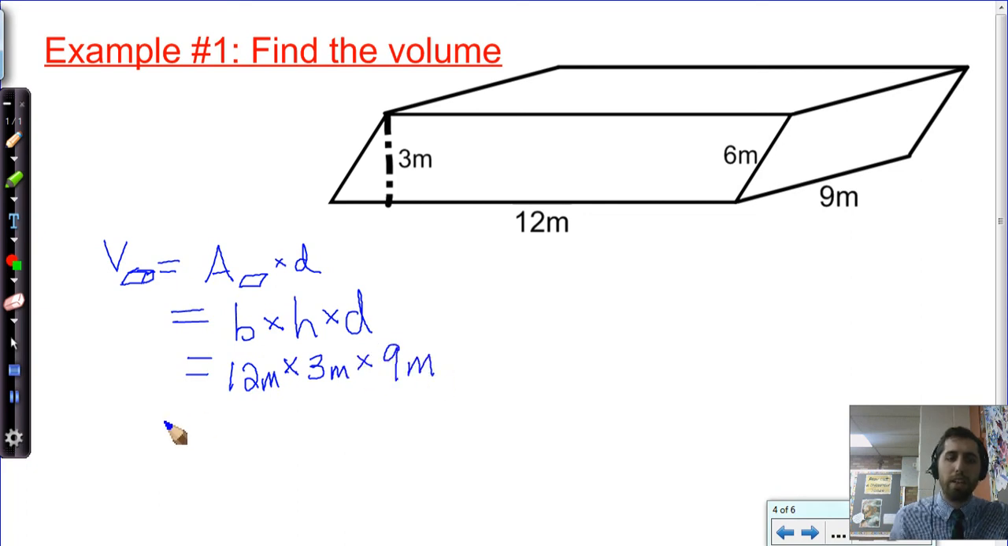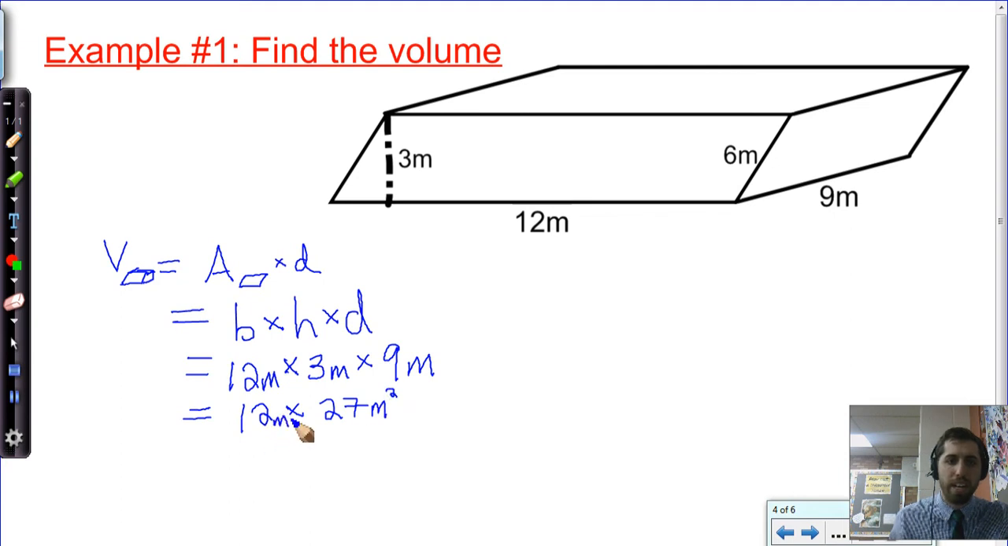Now again, the commutative property of multiplication says we can multiply these in any order we want. Let's multiply 3 and 9 first. I think that's going to be nice. So 12 meters times 3 times 9 would be times 27. And that's meters squared because we multiplied meters times meters.